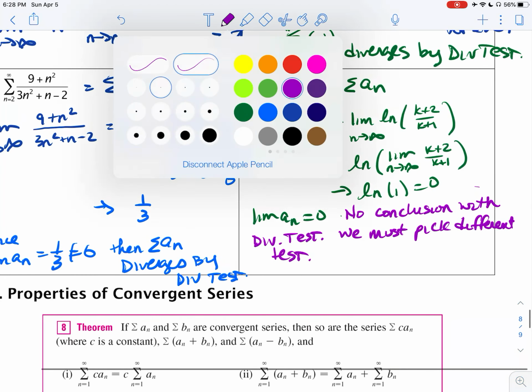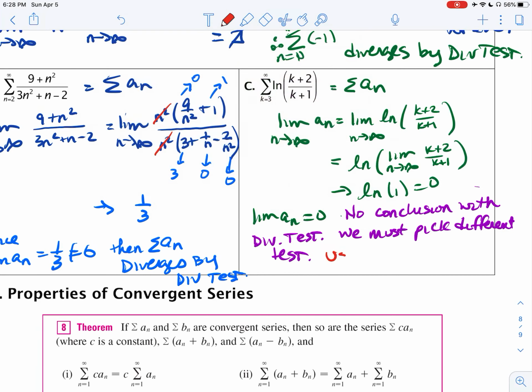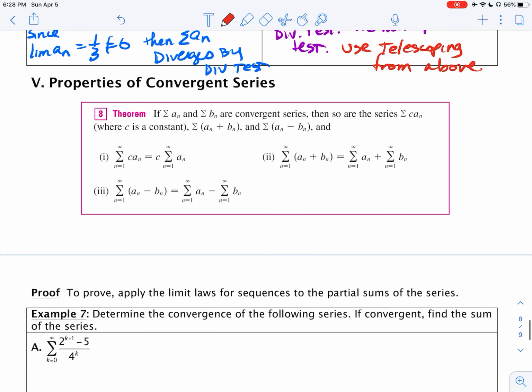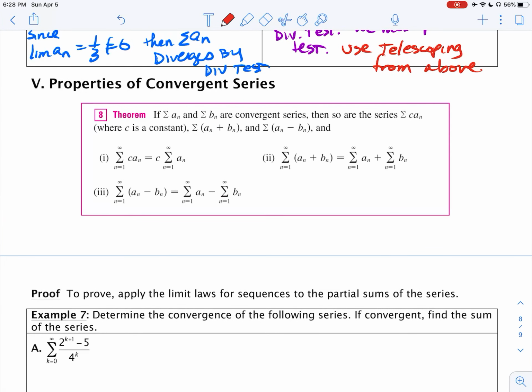And recall the telescoping series from above. Good. All right. So finally, we end with some properties for convergent series. If the sum of a sub n and the sum of b sub n are convergent, then so are the series a constant times the a sub n, the sum of a sub n plus b sub n, or the difference a sub n minus b sub n. So I kind of look at this as the algebra of convergent series, so we can take them one step at a time.